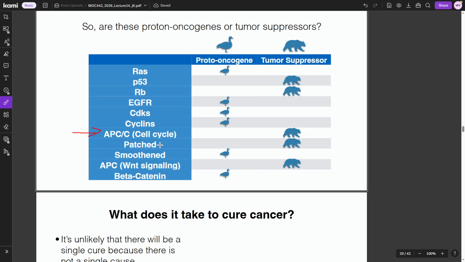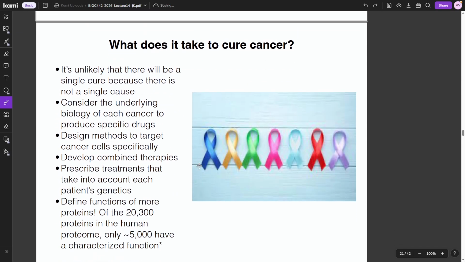PTCH, remember, PTCH inhibits Smoothened, which leads to a degradation of GLI, and so GLI doesn't do anything, right? So PTCH is a tumor suppressor. Smoothened, when active, turns GLI into a GLI activator. APC, remember, is the one that helps with degradation, so it's a tumor suppressor. And then beta-catenin, when active, is a proto-oncogene. So there's a couple things to keep in mind.